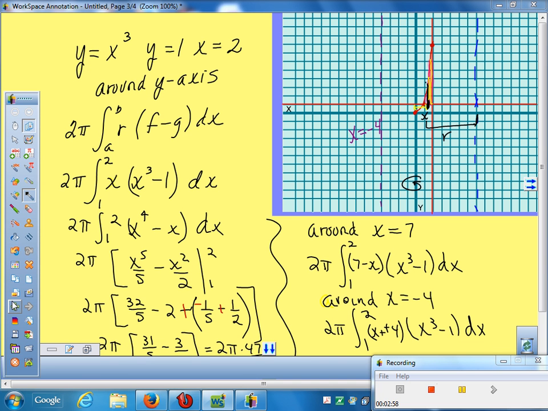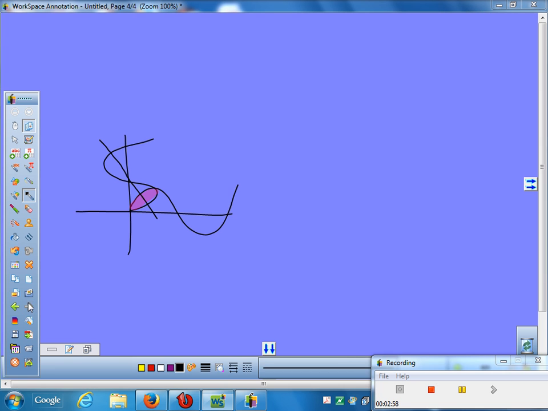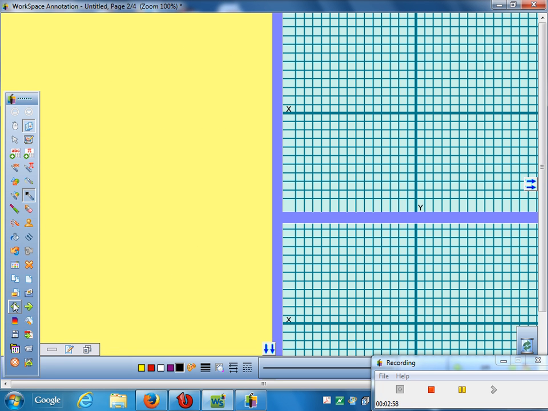So, okay, I actually want to show you one other one. I thought I duplicated a graph somewhere. Oh, come on, I did duplicate it. Alright, we have to do one going around the other axis. This time I want to do y equals x squared plus 1, and the lines y equals 1 and x equals 3, but this time I want to go around the x-axis.